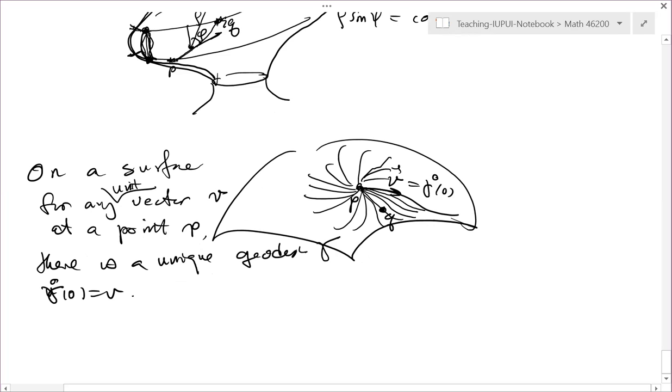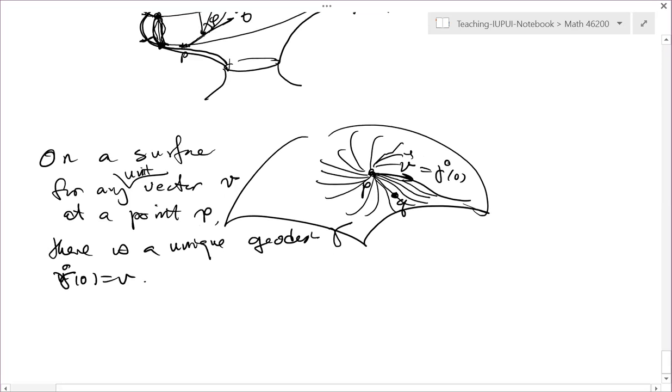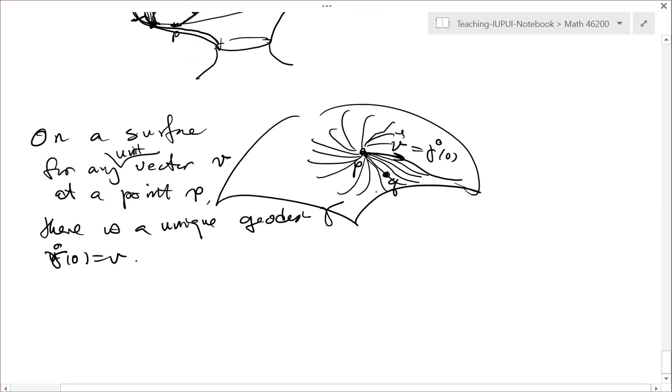So how do we find a geodesic between 2 points? This is not easy. Given 2 points, how do you find a geodesic from P to Q? Sometimes the geodesic does not exist. If the surface is broken, if there's a hole there, then there's no such geodesic. But when Q is close to P, yes. When Q is far away from P, maybe there's none.